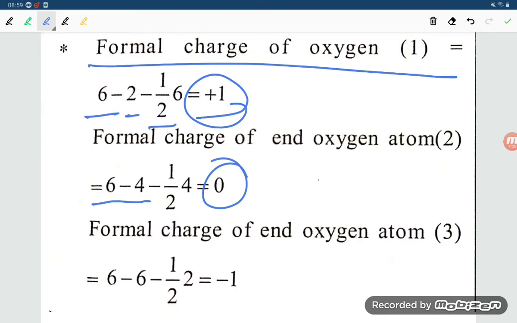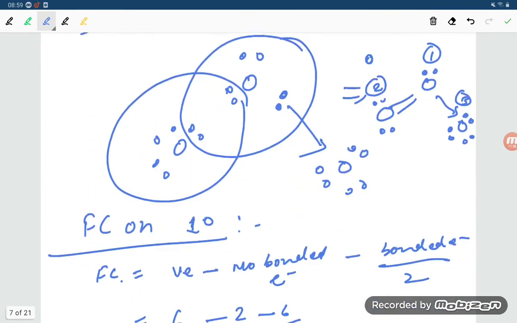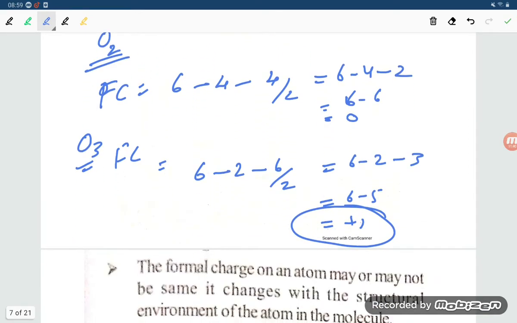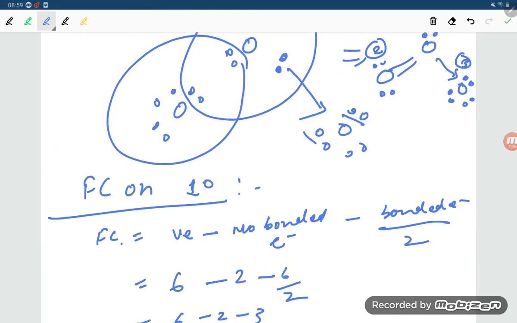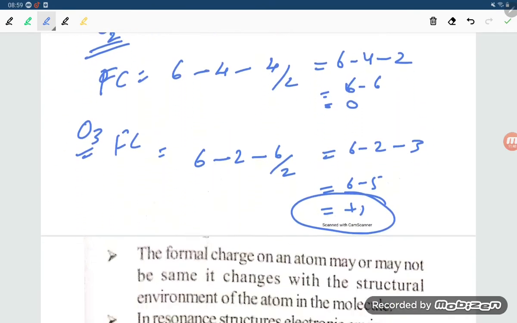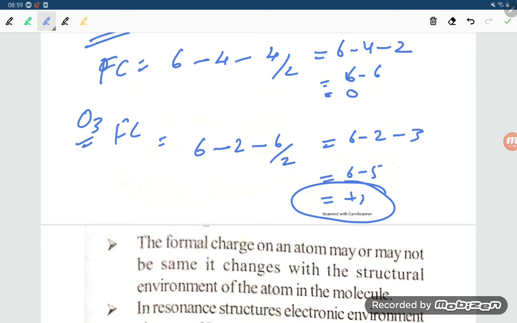Here is something, a mistake, students. Here is how we calculated the non-bonded electrons for O3: 2, 4, 6. We made a little mistake for this question, students.